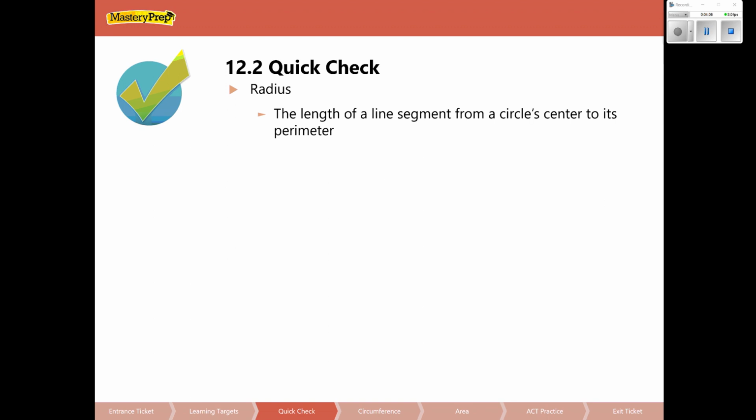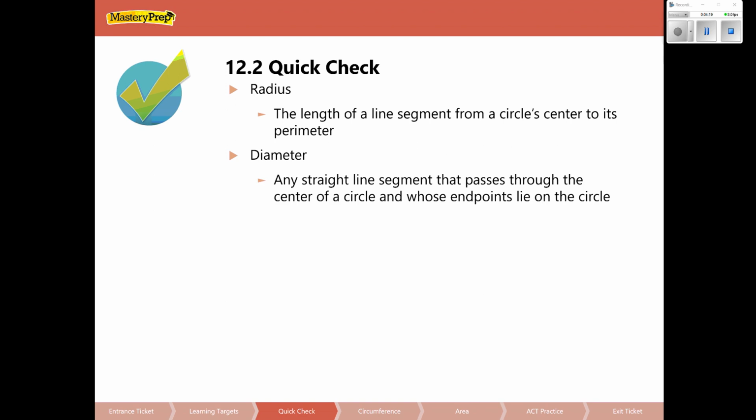The radius is the length of a line segment from the circle's center to its perimeter. From the center to a point on the circle is the radius. The diameter is a straight line that passes through the center of a circle whose endpoints lie on the circle. The diameter is the longest line we can draw from two endpoints on a circle. Circumference is the measurement of the distance around a circle. Just measure the distance around the circle.